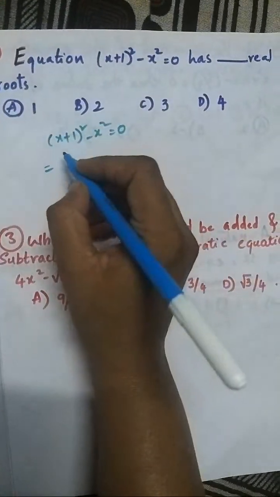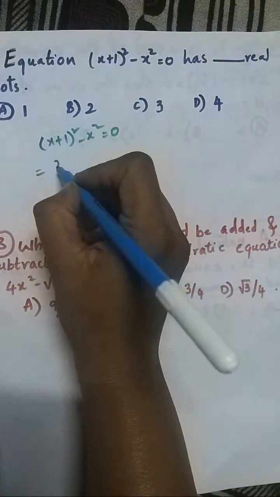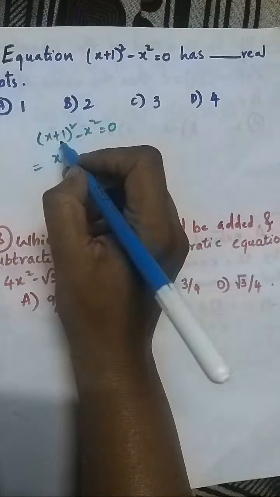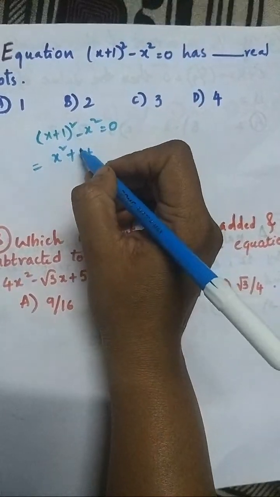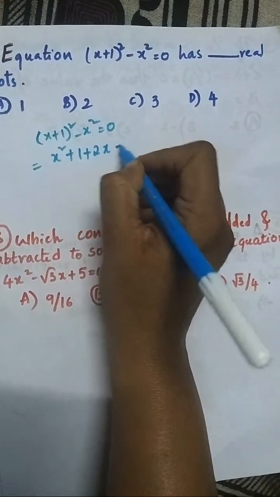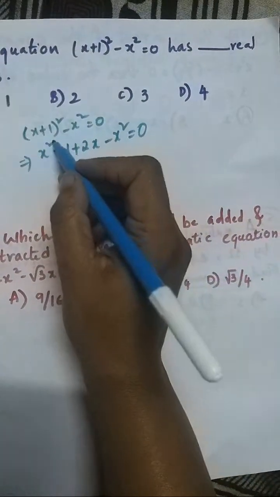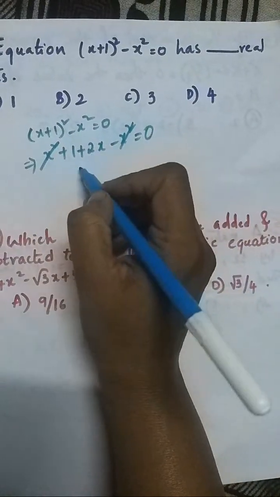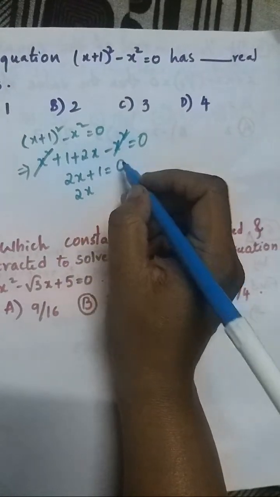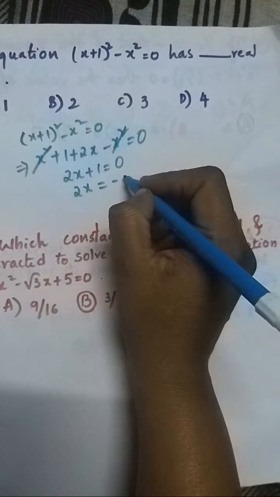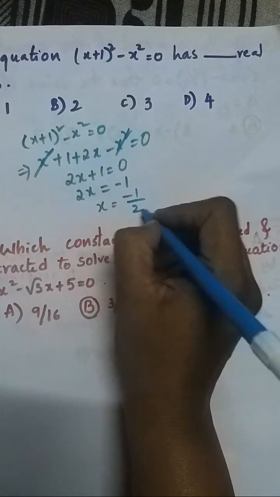The equation is not yet in quadratic form, so we have to write it as a quadratic equation. We have to expand this. Okay, a plus b whole square: x square plus 1 plus 2ab, that is 2x, minus x square equal to 0. So now minus x square and plus x square get cancelled. What is remaining? 2x plus 1 equal to 0. Then 2x equals, this 1 comes to the other side, it becomes minus 1. Okay, now x equal to minus 1 by 2.